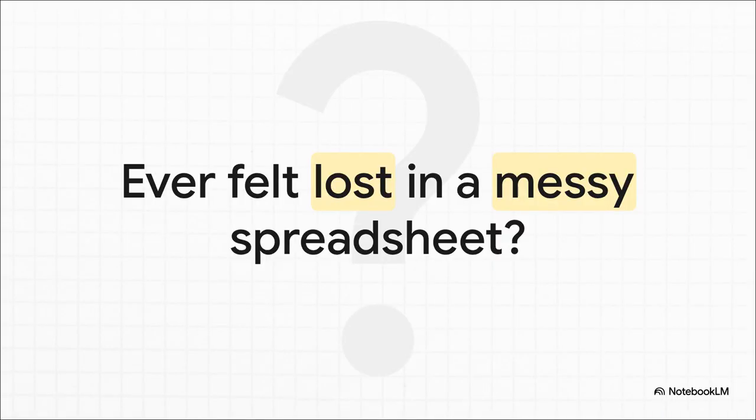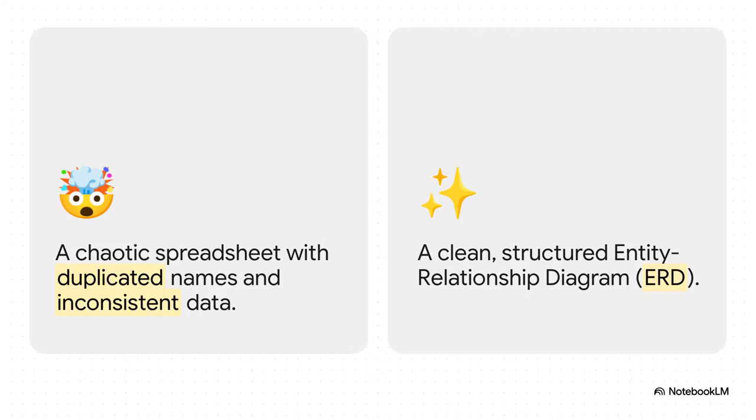So have you ever opened up a spreadsheet and just felt completely lost? You know the one I'm talking about. It's got duplicated names, data that doesn't match up, and trying to find one single reliable piece of information feels totally impossible. It's a digital haystack, and we've all been there. It's just data chaos. And you can see that nightmare right here on the left. But look over on the right. That is the solution. It's a clean, organized plan, an entity relationship diagram, or ERD for short.